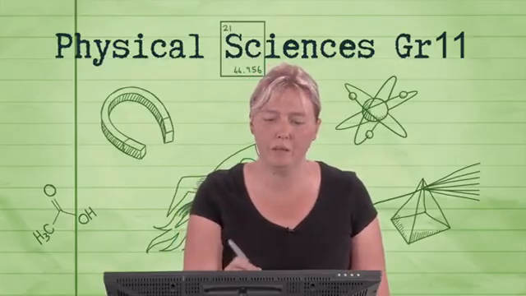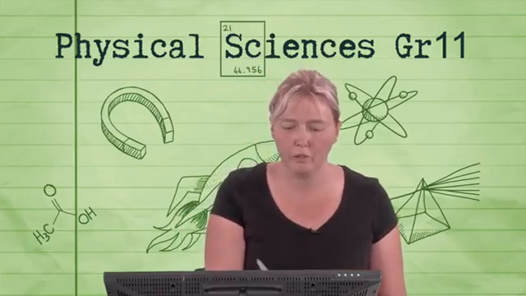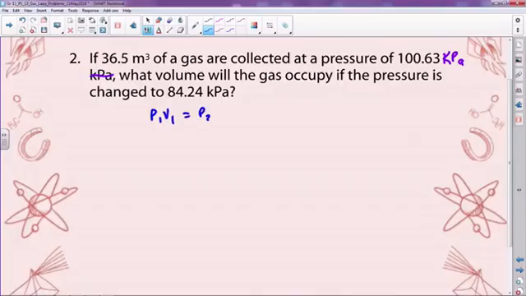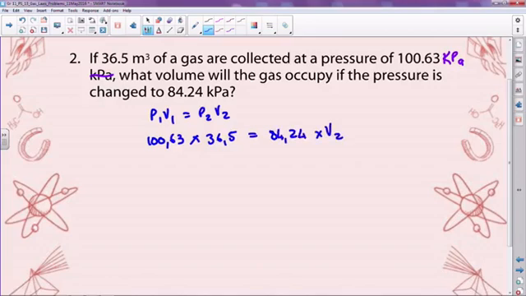Right, so everybody, that's time up. So let's have a look. So P1, V1, P2, V2, and I am going to substitute in. 100.63 multiplied by 36.5 is going to equal 84.24 multiplied by V2. So I'm solving for V2 again. So V2 is going to be 100.63 times 36.5 and I'm going to divide that all by 84.24.